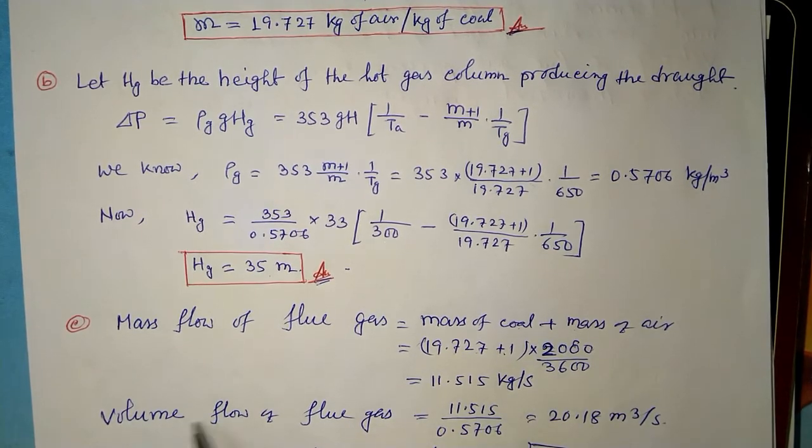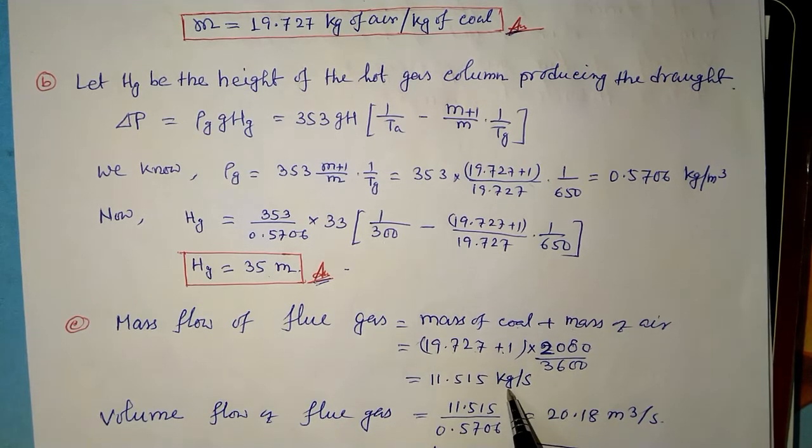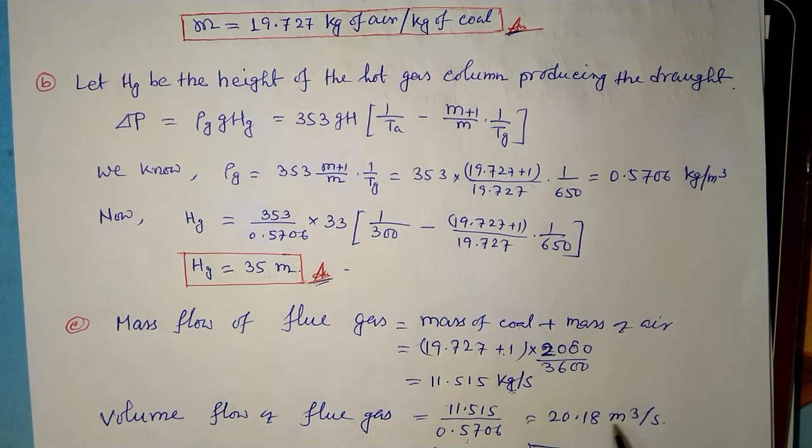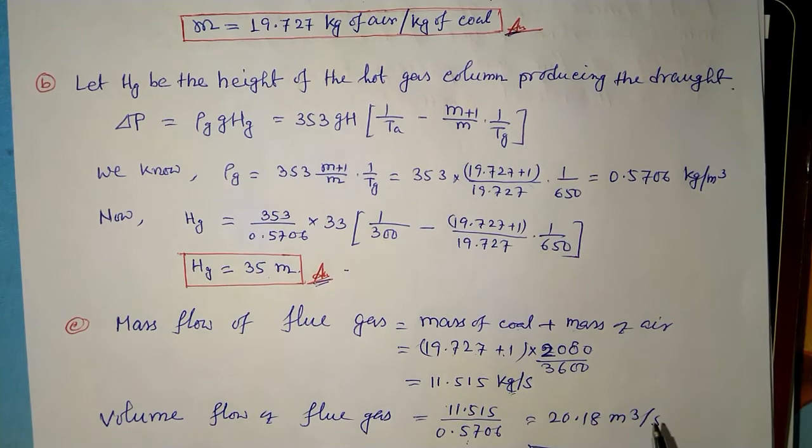Now we need to find the volume flow of the flue gases. So we got this mass flow. If we want to find the volume flow, which is defined as the discharge, this is mass flow by density, and this gives 20.18 meter cube per second.